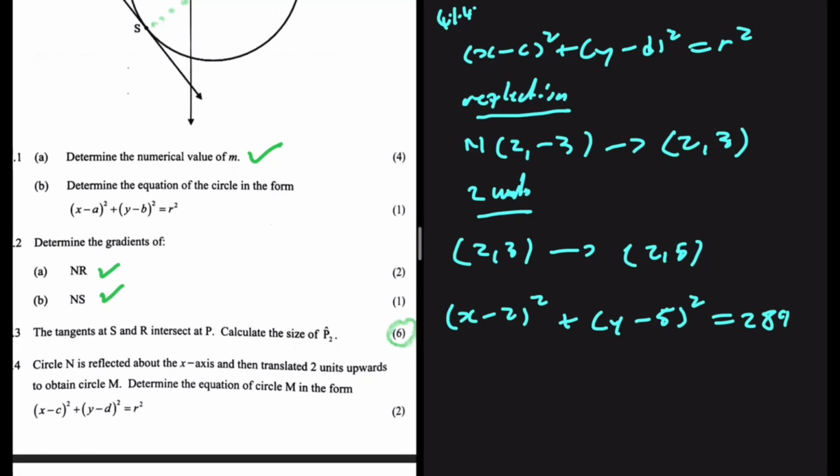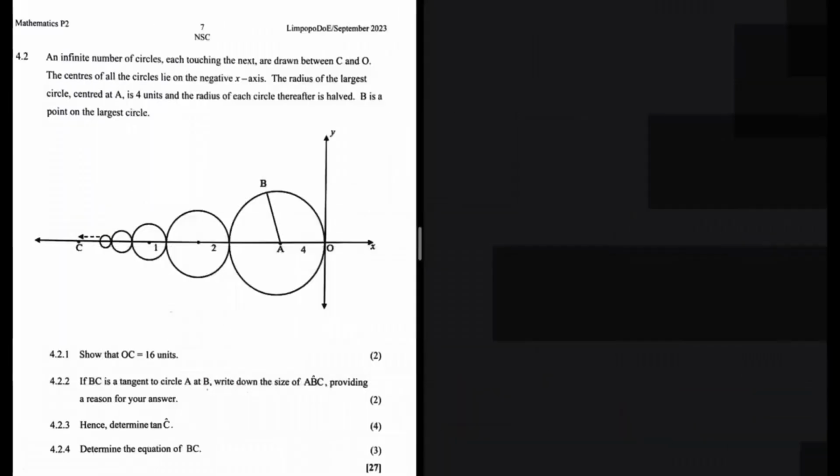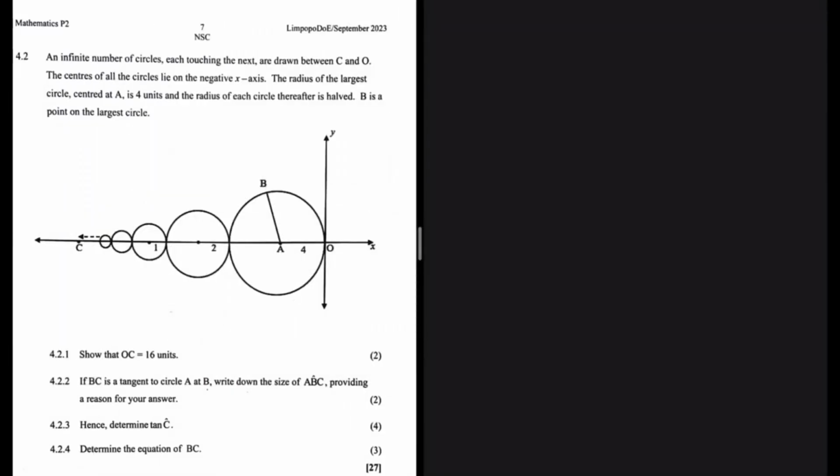4.1.4. Let's move to 4.2. An infinite number of circles, each touching the next, are drawn between O and C. Let's just go ahead and highlight that. We have O at our center and C there. And then the centers of all the circles lie on the negative x-axis. The radius of the largest circle centered at A is 4 units. And the radius of each circle thereafter is halved. B is a point on the largest circle.